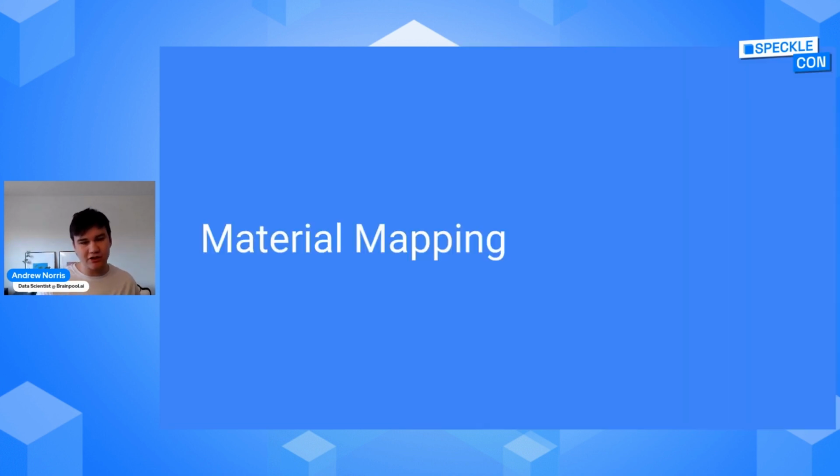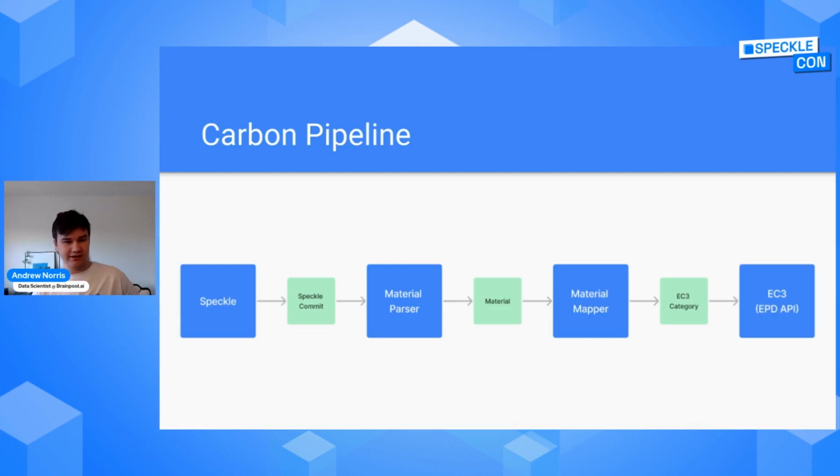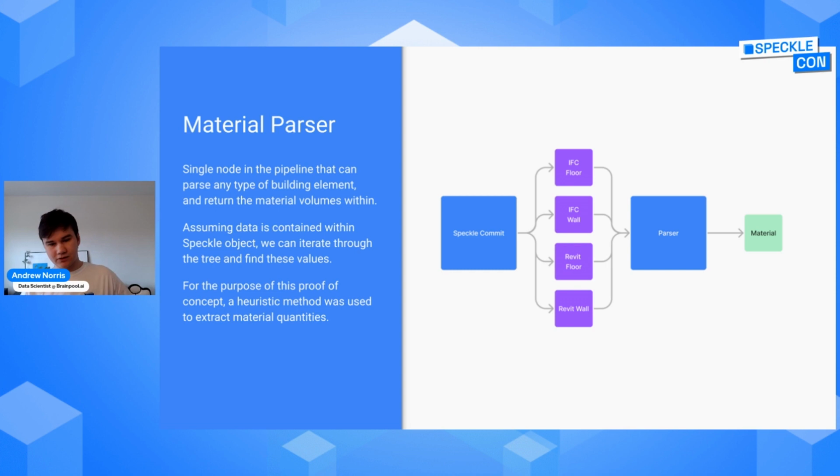So cool. Actually, on the specifics of material mapping, we can look at what that looks like. Our pipeline has a Speckle commit, and we want to take that Speckle commit, pass it into a parser to get out our material quantities and types, and then create a material mapper to take those material quantities and types, convert them into an EC3 category, and then send it to the EC3 API.